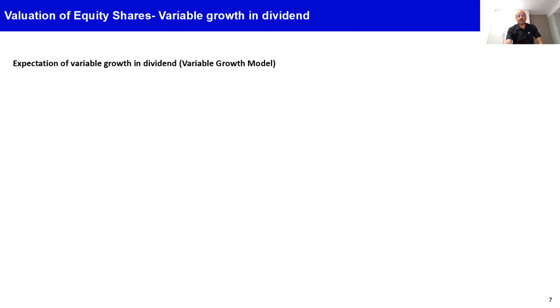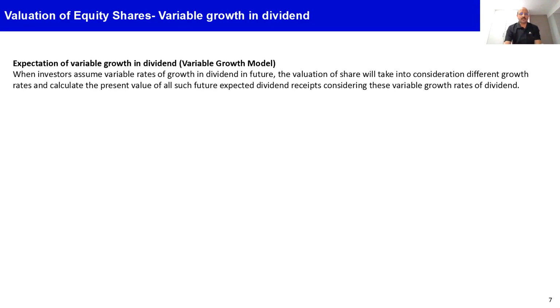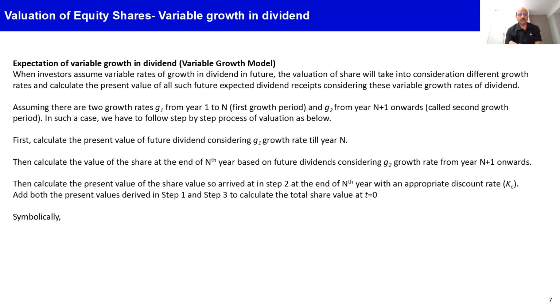So when there is a variable growth in the dividend, basically the growth rate is different in two different periods. For example, let's say G1 is the growth rate for year 1 to year n, which we call the first growth period, and G2 is the growth rate from year n plus 1 onwards, which is called the second growth period. So in this case, we have to do the valuation on a step by step basis.